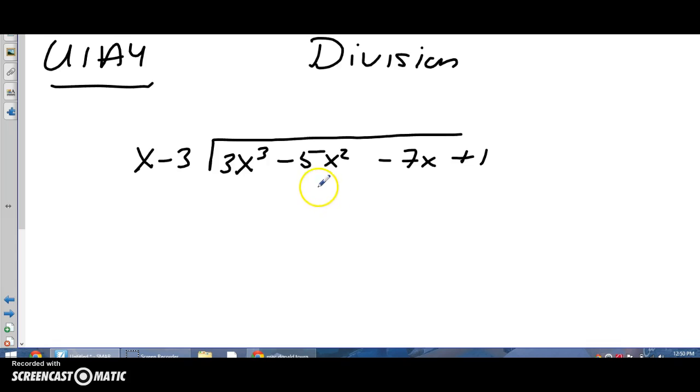What I want to do is find out what happens if I divide 3x cubed minus 5x squared minus 7x plus 1 by x minus 3. The reason we're doing this eventually is that in U1A5, we're going to look at the factors of different polynomials. So we'll figure out the factors, and then from there we'll find out the roots. X minus 3 may or may not be a root, depending on whether there's a remainder or not at the end. But that's not the question. The question is, let's divide.